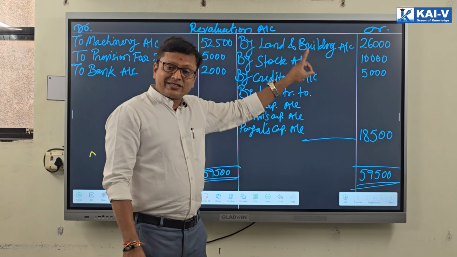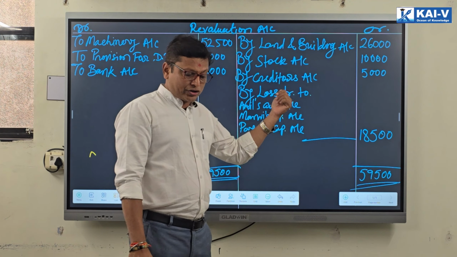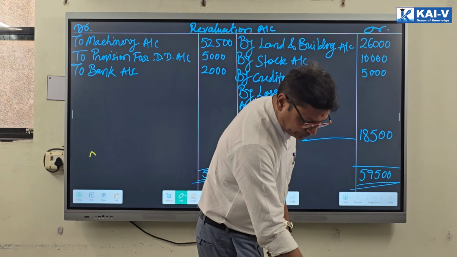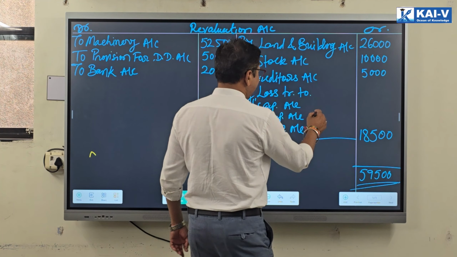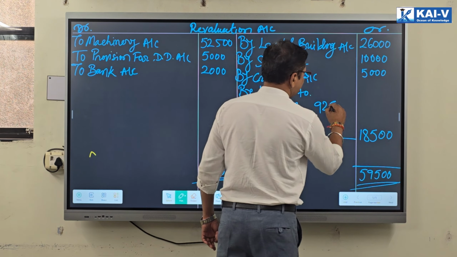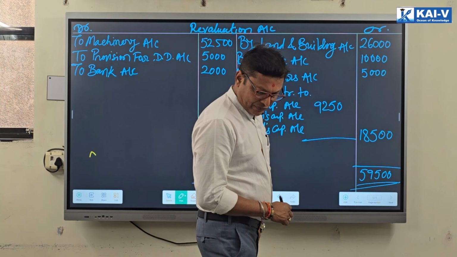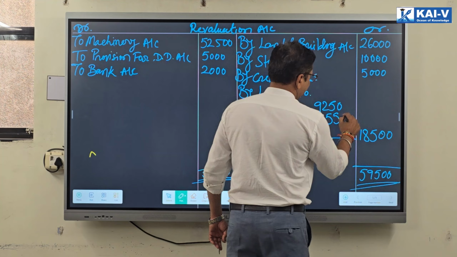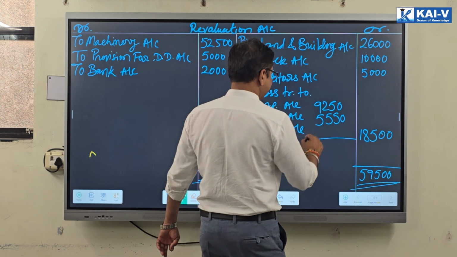Now the ratio was, it should be distributed in old ratio. Revaluation of assets and liabilities, whatever profit or loss will be occurred, it should be always distributed in the old ratio in between old partners. The old ratio was 5:3:2. So amount कितनी आएगी? It will be 9250. Then 3 है दूसरे का रेशियो, तो उसकी अमाउंट आएगी 5550. Done. 5550 and remaining amount goes to the last partner and it will be 3700.